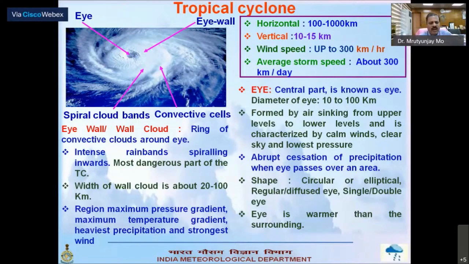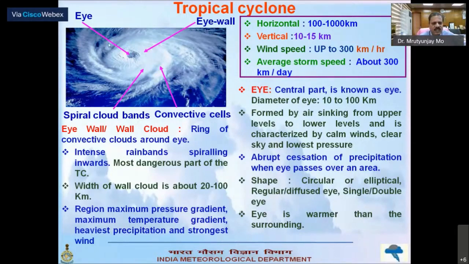And surrounding the eye, there is a region with very deep convective clouds, just like they are guarding the eye of the cyclone. This is called the eye wall. So the eye wall is a very strong convective cloud zone. This is also circular, and its width can be about 100 kilometers. This eye wall region is where you will have the maximum winds and the maximum rainfall. Therefore, this eye wall region is the most disastrous region.